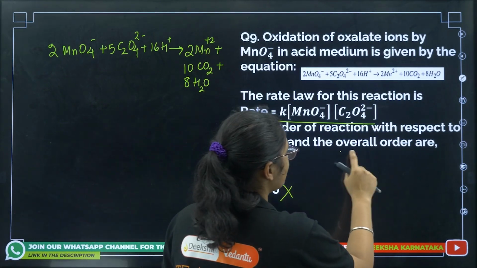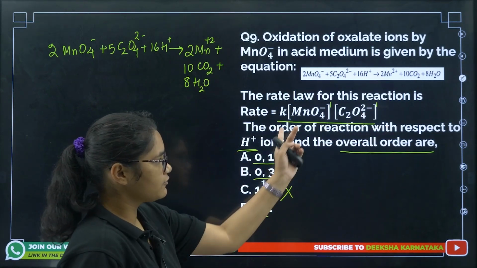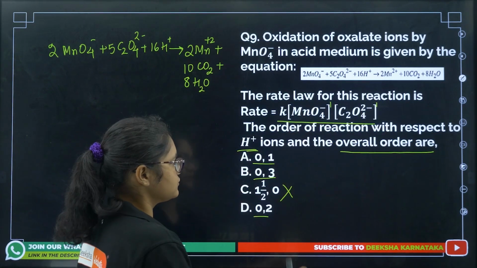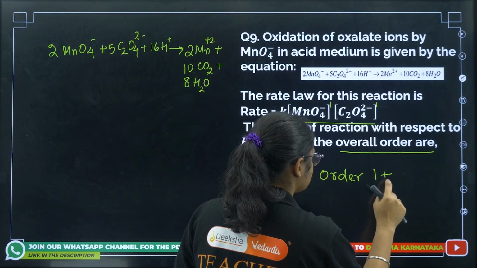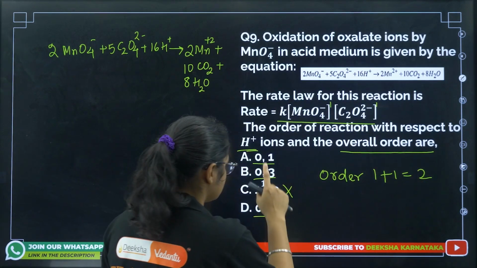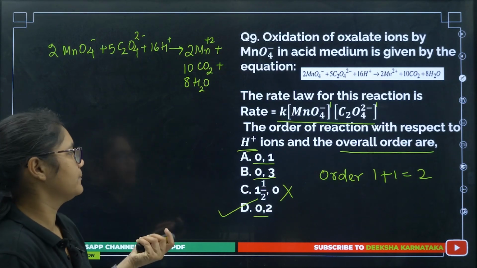Next, the overall order is the sum of the powers of the concentration terms. So here 1, here 1, so overall order is 1 plus 1, that is equal to 2. So 0 and 2, right? The correct answer for this question is option number D.